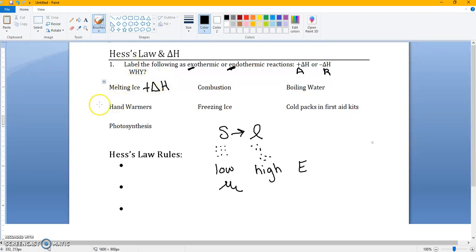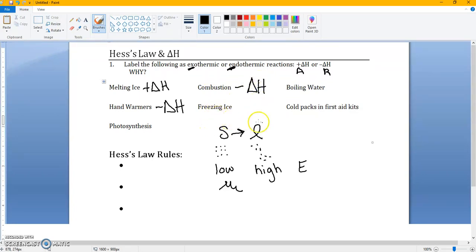Now what I want you to do is I want you to pause the video, and I want you to try to label the rest of these as exothermic and endothermic. Think about what's happening and label them accordingly. Alright, so hopefully you gave that a shot. Hand warmers release heat. You can feel that they get warm. So therefore they are exothermic. Combustion is when you have something that's on fire. That's definitely releasing heat, so I'm going to say that is exothermic.